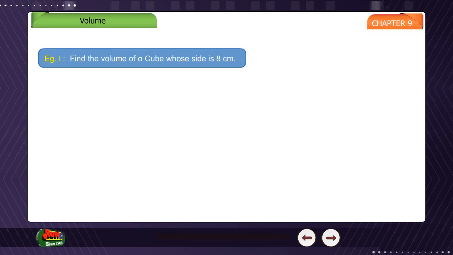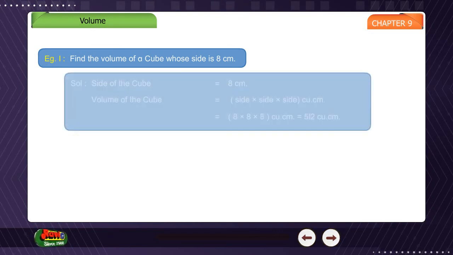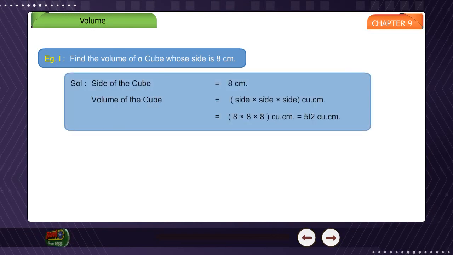Example 1. Find the volume of a cube whose side is 8 centimeters. Solution. Side of the cube is equal to 8 centimeters. Volume of the cube is equal to side into side into side, cubic centimeters, is equal to 8 into 8 into 8 cubic centimeters, is equal to 512 cubic centimeters.